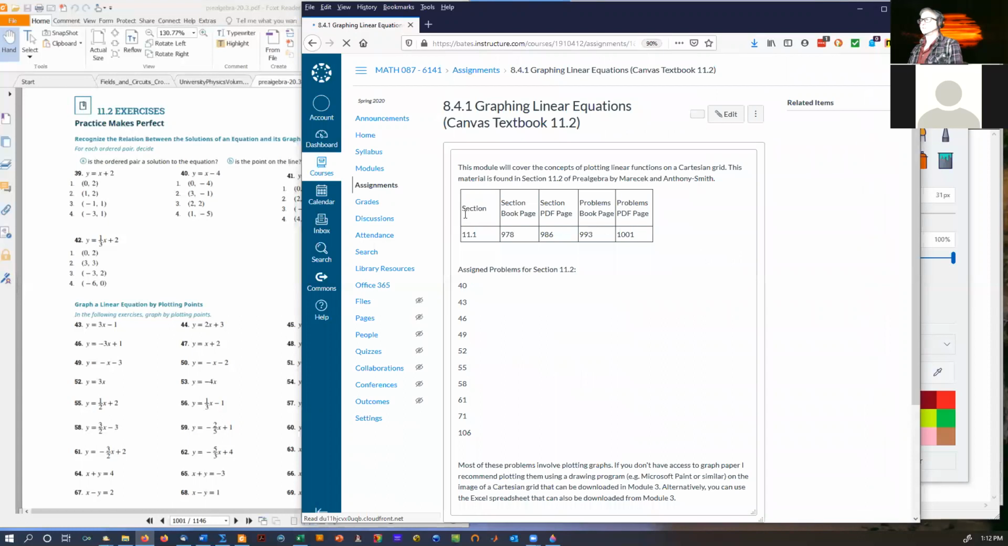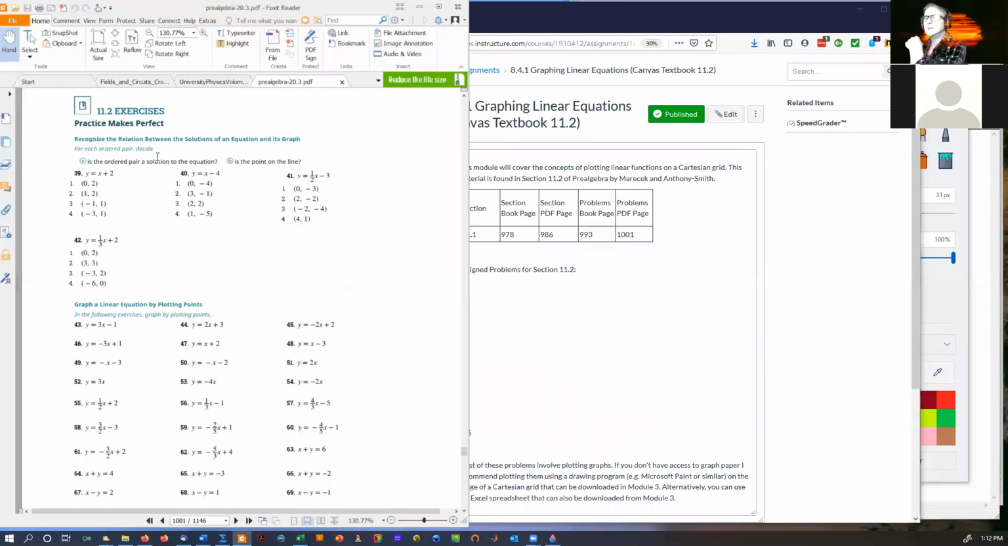And so again, I've got the table for you to find where you are in the book. And so I've assigned 40, 43, 46, 49, 52, 55, 58, 61, 71, and 106. So 40 doesn't require plotting, so I'm not going to bother with that one, but it asks you to determine whether an ordered pair is a solution to the equation. So the first one is 0, -4, right?